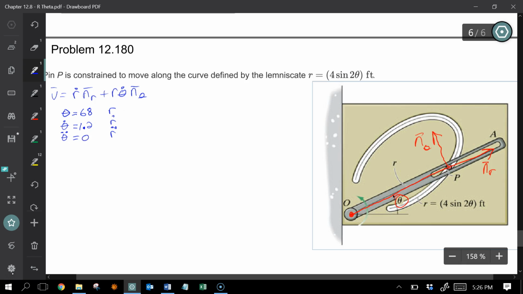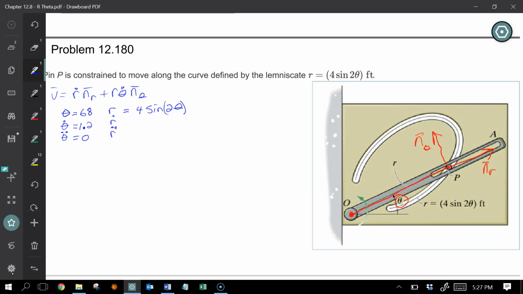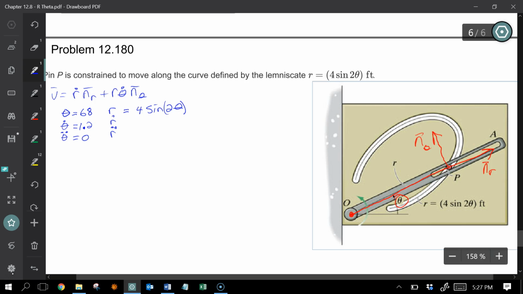So how do you find the r? Well, the r is given by a formula: 4 sine of 2 theta. And so that's the r. You just take your angle theta, put it in there, use your calculator, bang, bang, bang. Okay, so let's go get the derivatives. Here we go. R equals 4 sine of 2 theta.